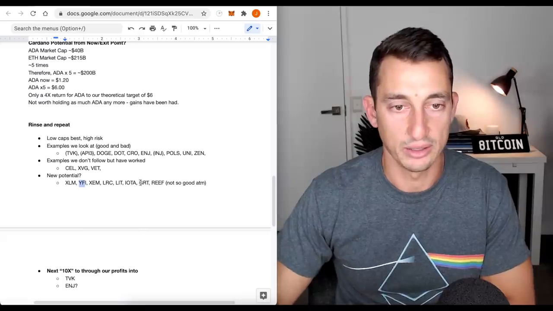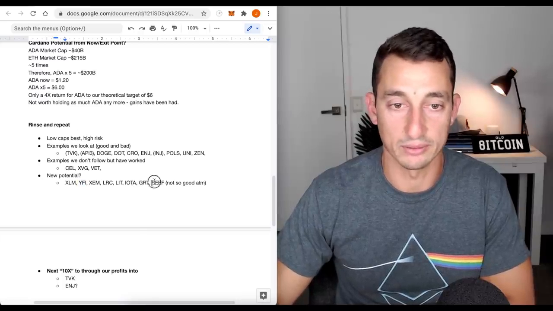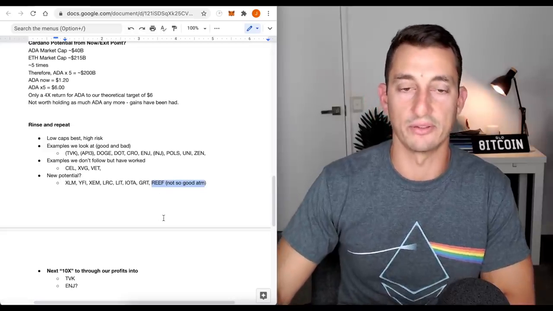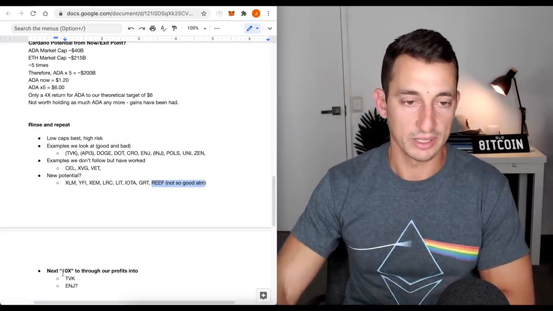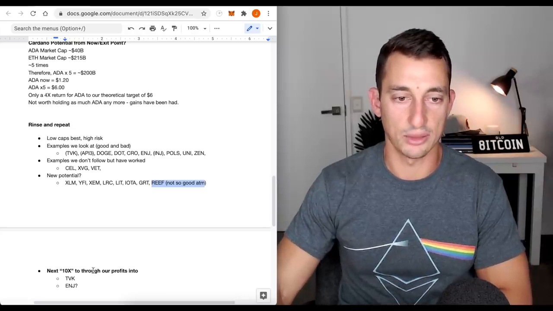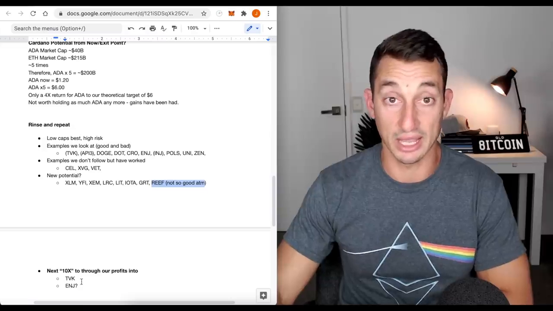LIT, IOTA, Graph, and Reef. Reef is a very low cap. So these are all in the billions, whereas Reef is very much a lot lower at the moment. So what do we do now? Next 10x, do we throw our profits into TVK or Enjin?